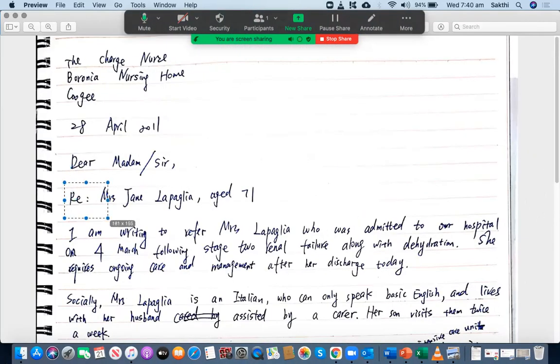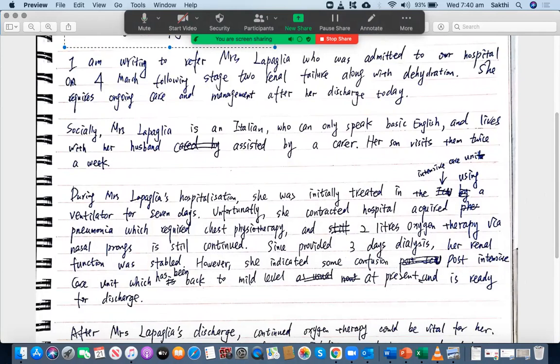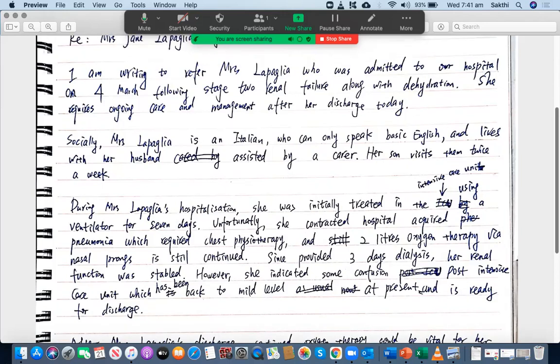And then she has written down the reference details of the patient, that is Mrs. Jane Lapaglia, aged 71. Let's jump onto the introduction paragraph. I'm writing to refer Mrs. Lapaglia, who was admitted to our hospital on 4 March.